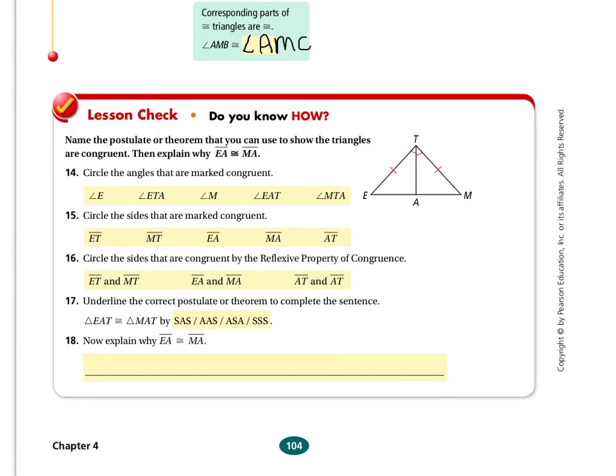So what you need to complete is the lesson check. What the lesson check is telling us is to name the postulate or theorem that you can use to show how the triangles are congruent. Then explain why segment EA is congruent to segment MA. You'll notice by our diagram, we already have a set of congruent angles and one pair of congruent sides already. That should clue you in to what postulate to use. Good luck and work well.